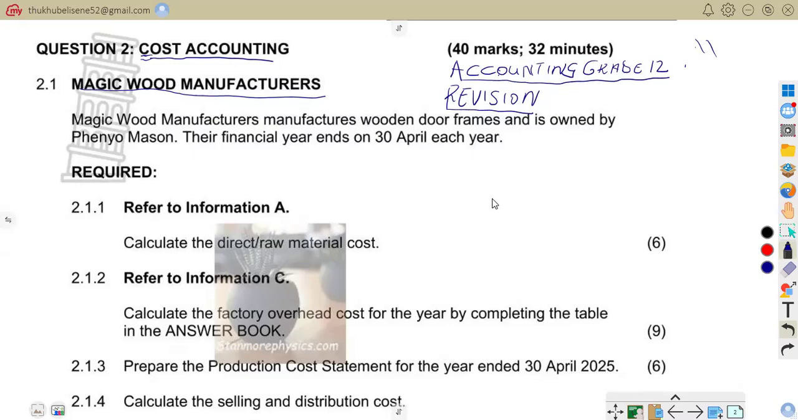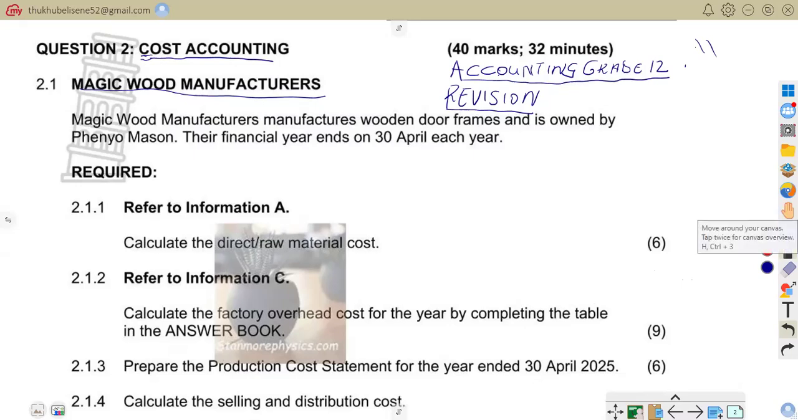So why is it important? Why is cost accounting important? It is important because it determines cost per unit. It also helps management set a selling price. Also, it assists in controlling and reducing cost. So that is that.